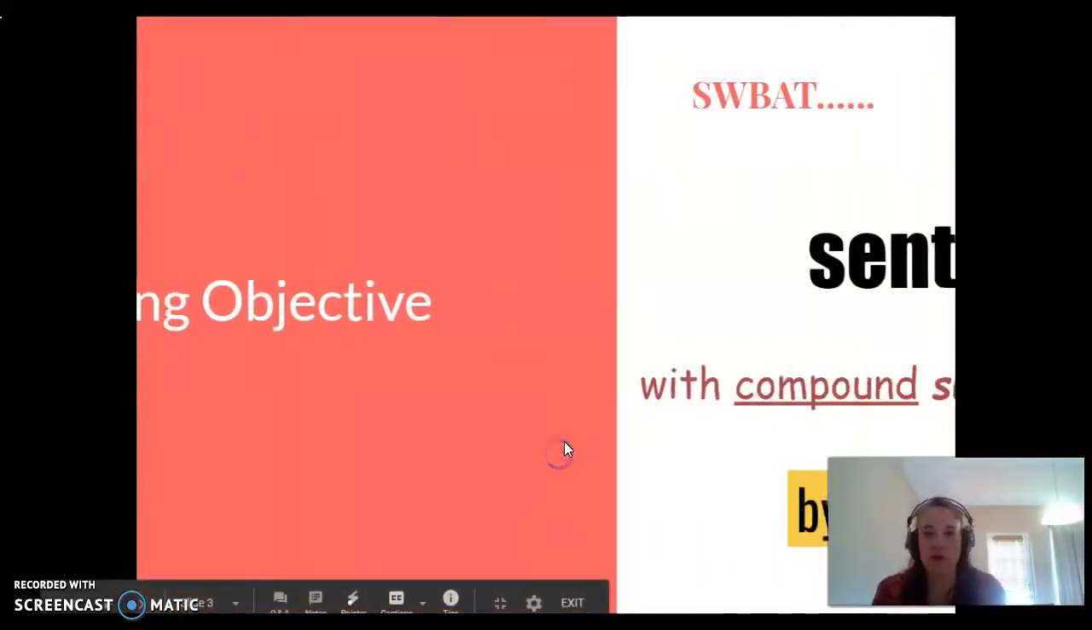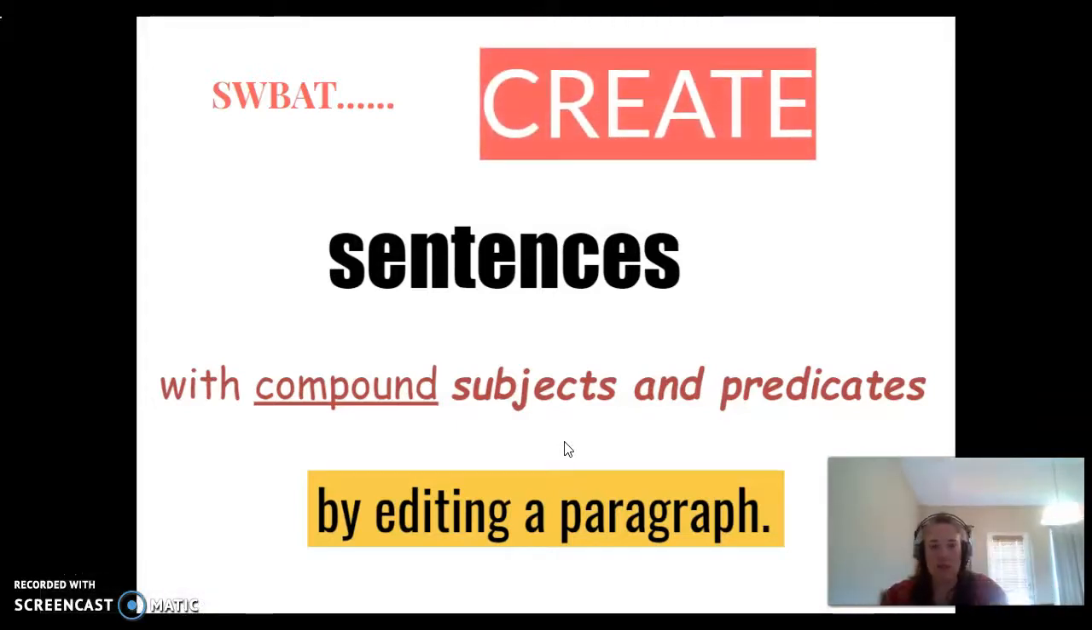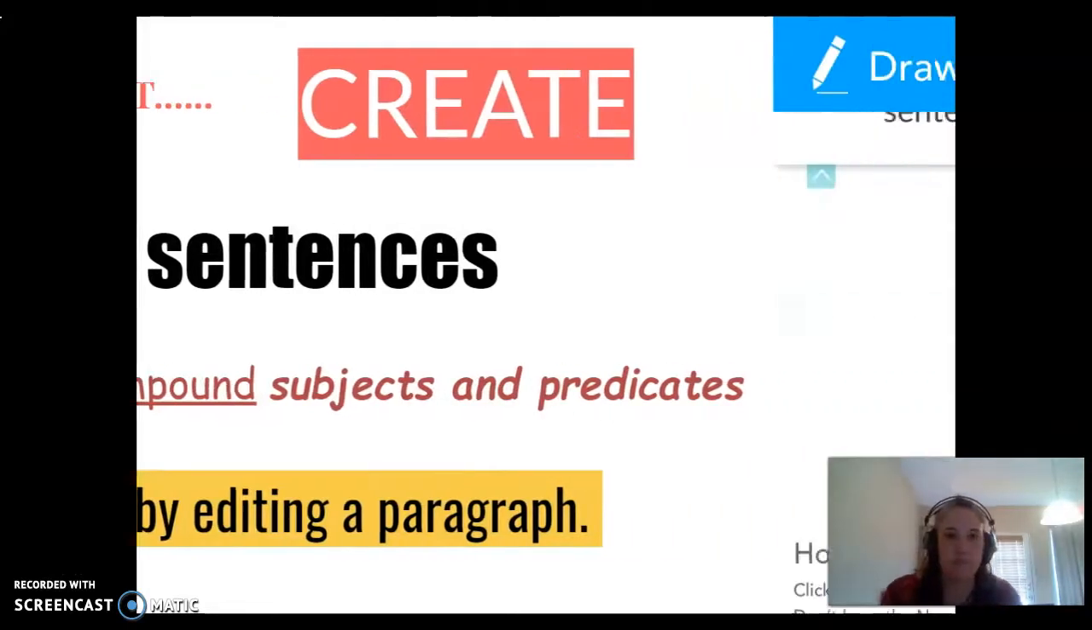All right, here's our learning objective for today. The student will be able to create, which means to make, sentences with compound subjects and predicates by editing a paragraph. Okay, it's a paragraph, but it's broken up into sentences, so it won't be as much as you think. So we've been looking at compound subjects and compound predicates. Now it's time to see if you can do it.